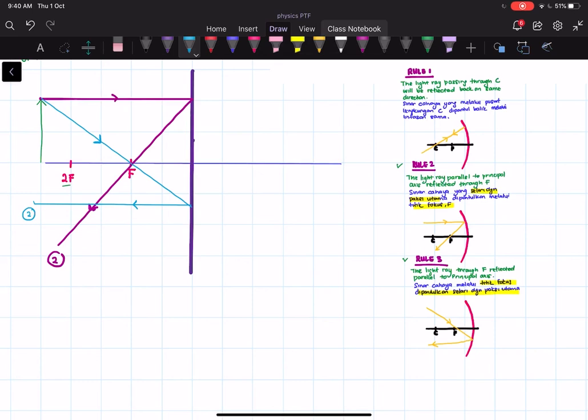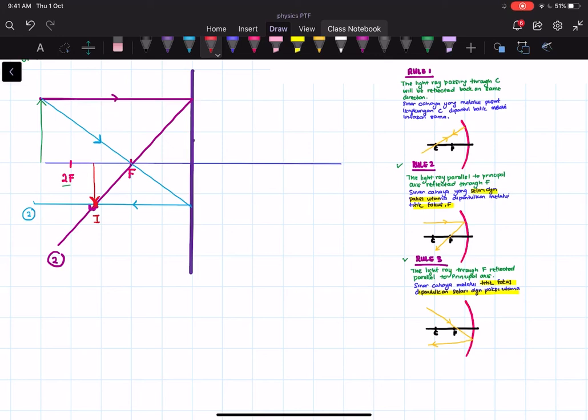But now, when I draw the rule number 1 and rule number 3, did you see there is an intersection point, a point where the two lines meet each other, which is exactly going to be this point? So this is the point where the image is formed. So how do I draw the image? From the principal axis, draw a straight line and then draw an arrow downwards because it is facing downwards here.